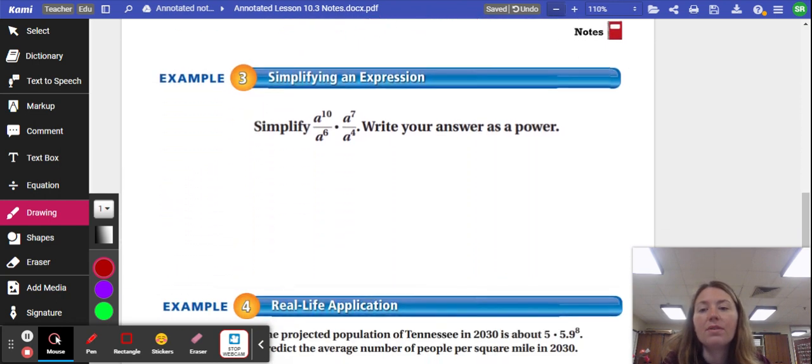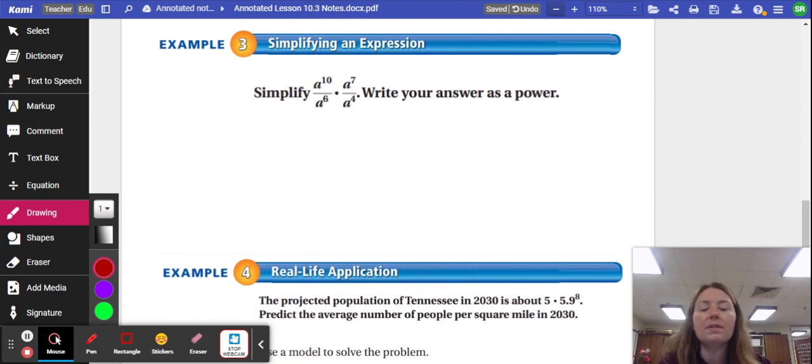Let's look at one more example of this where we're using some variables. Now our instructions say simplify a to the 10th power over a to the 6th power times a to the 7th power over a to the 4th power. Write your answer as a power. So again, I'm just going to start by rewriting this problem.